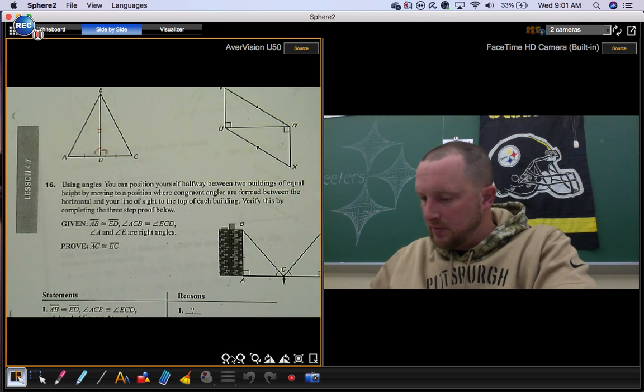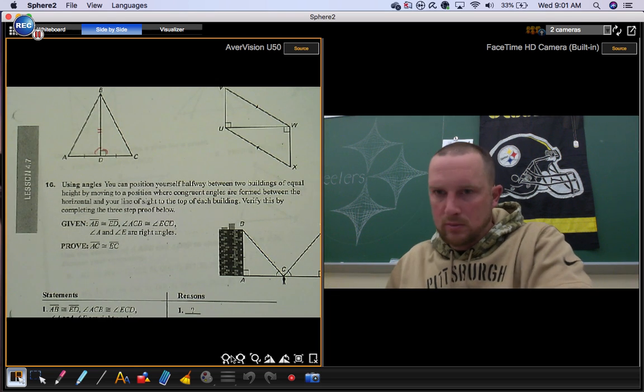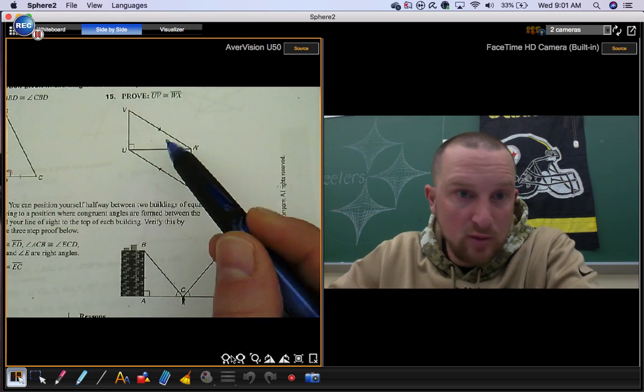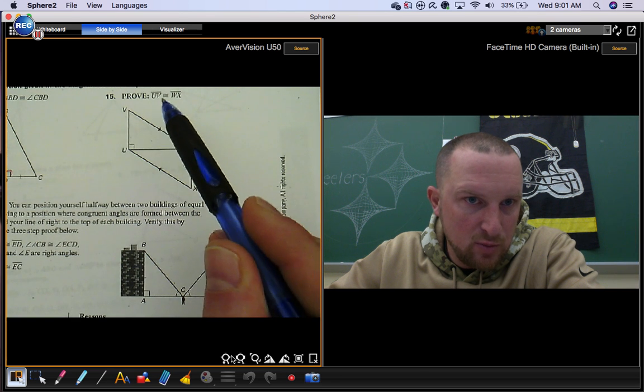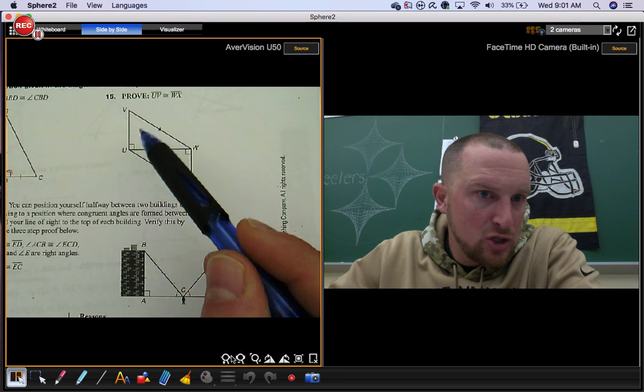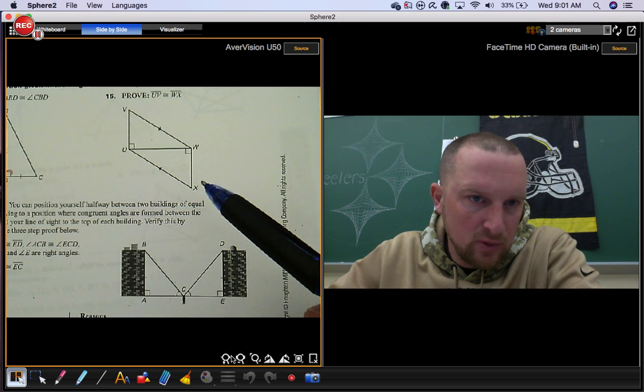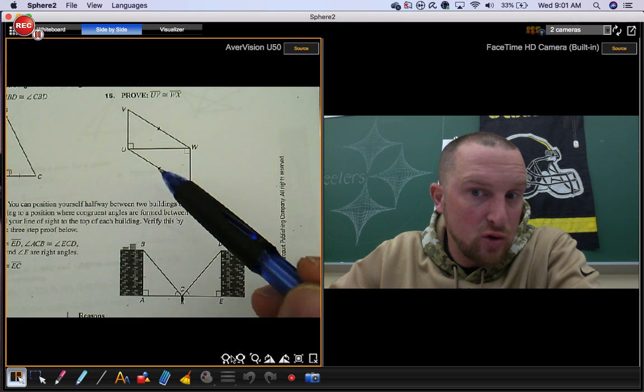We'll do the same thing for number 15. Here's two triangles. We want to show that they're congruent first. That way we can show their corresponding parts are congruent. Showing that this segment is congruent to this segment directly is going to be really tough to do. You need to show that these two triangles are congruent first.